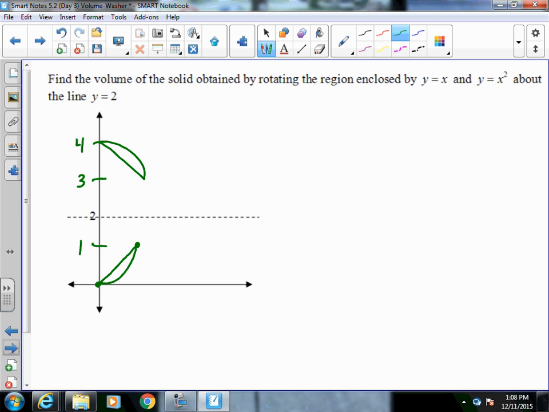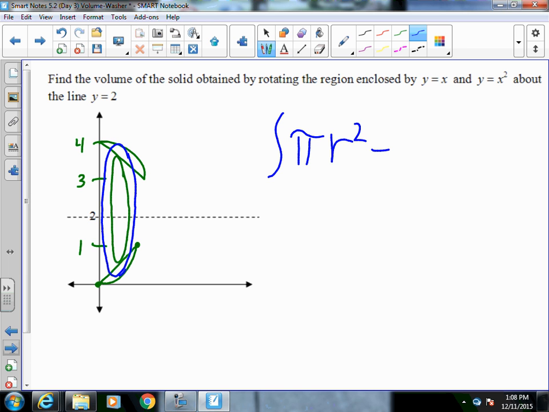when it's rotated. And we end up with the inner radius and the outer radius. So these still look like washers, almost a bracelet because the hole in the middle is really big, but technically still a washer. And our formula for a washer, pi big R squared minus pi little r squared. And the thickness of each washer is going to be an x value.